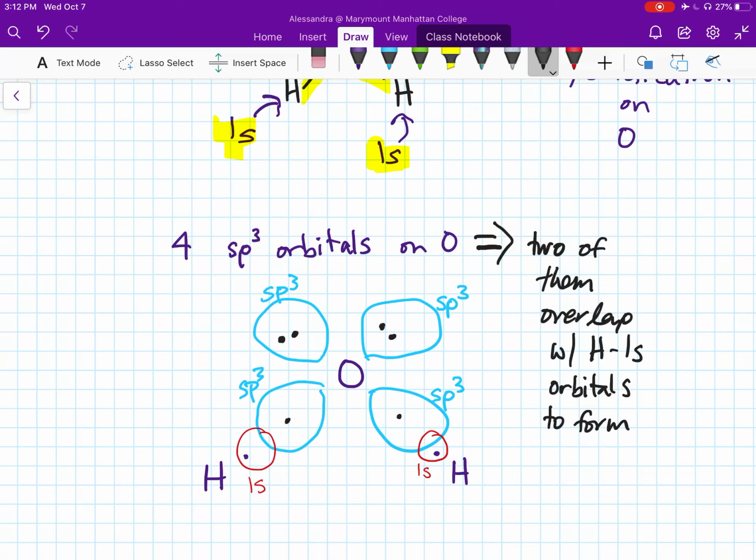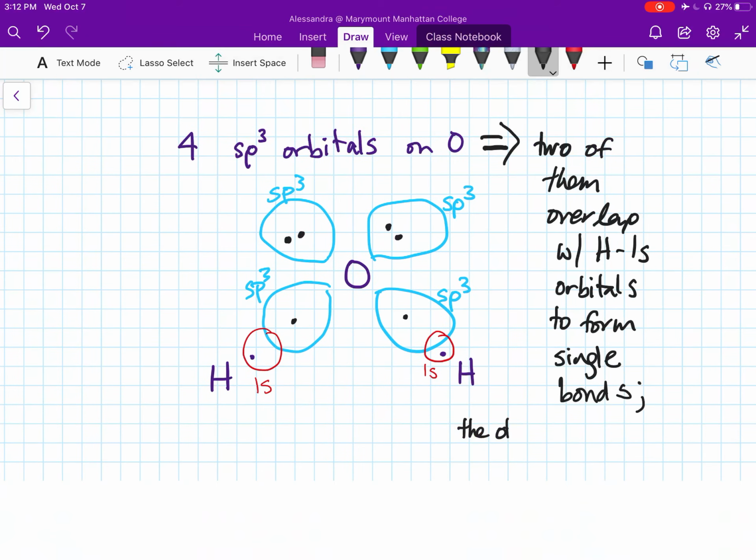And so the other 2 sp3 hybrid orbitals house lone pairs on the oxygen. So, in both pictures and words, I fully described the bonding in the water model.